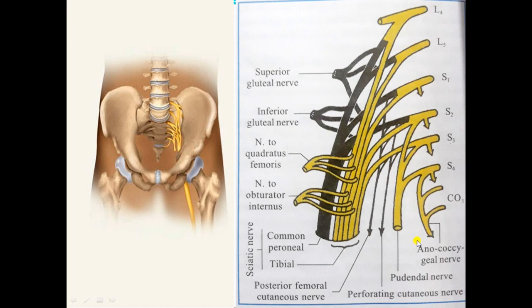Here we need to understand this anococcygeal nerve is very important. This anococcygeal nerve you have to remember.